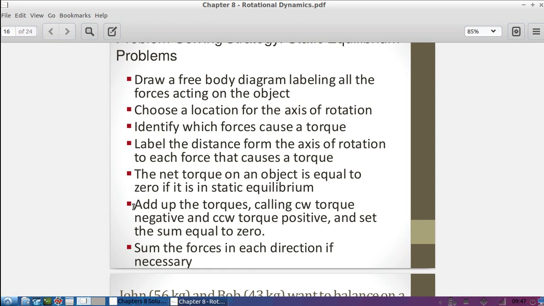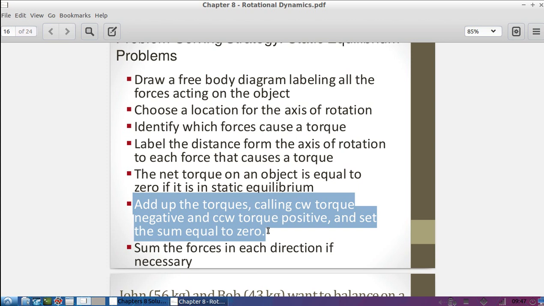Sometimes we'll switch it, right? This step right here, sometimes I like to switch it. I like to make clockwise positive and counterclockwise negative. As long as you're consistent throughout the whole problem, that's okay.